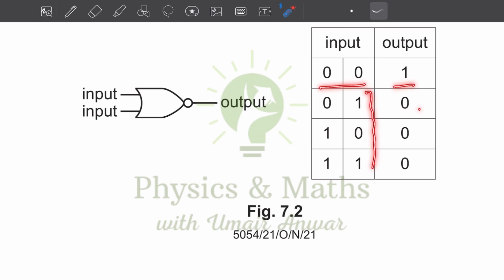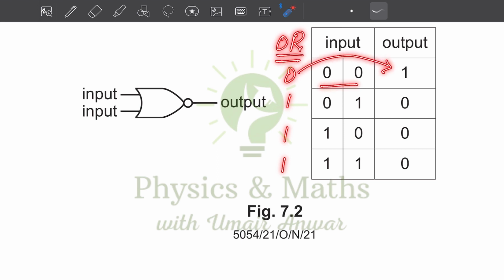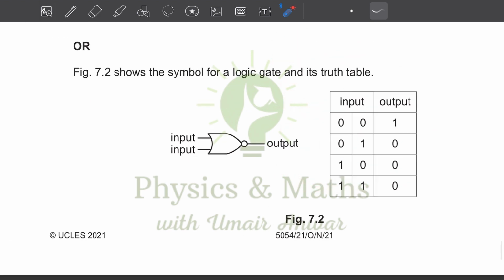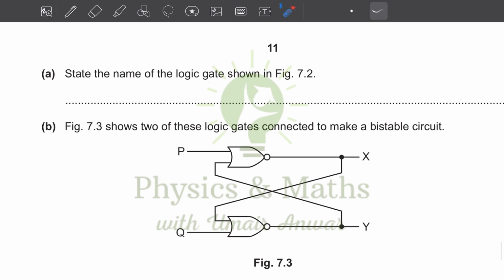Otherwise, the output remains 0 when either one of the inputs is at logic level 1 or both are at logic level 1. So simply they are being ORed first. So we have this output when we apply the OR gate to the inputs, and then we apply an inverter. So every output is inverted: 0 becomes 1 and 1 becomes 0. Now the question says state the name of this logic gate. So it is a NOR gate, an inverter applied to an OR gate.